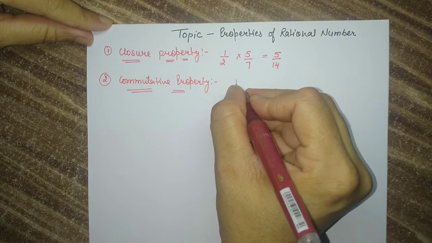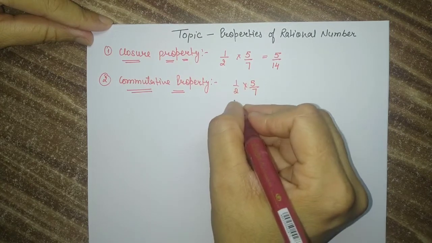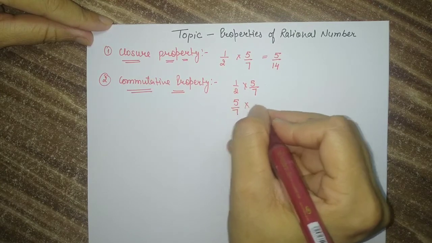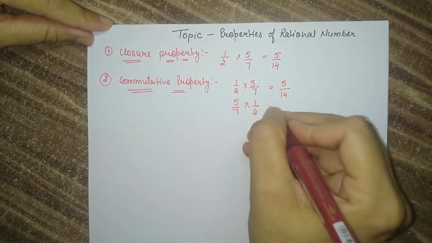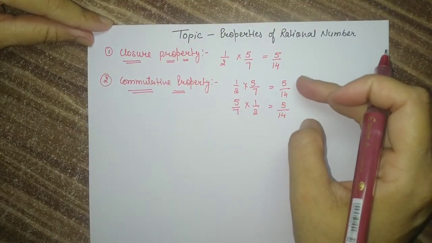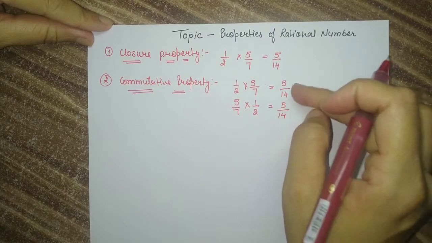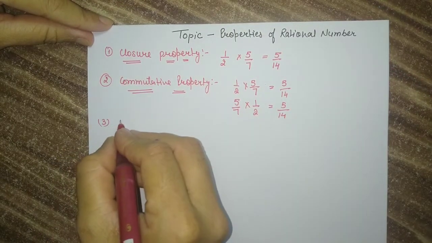If 1 by 2 is multiplied by 5 by 7, and after changing the order, 5 by 7 is multiplied by 1 by 2, in both cases what do we get? The answer 5 by 14 only. So there is no effect on the answer while we are changing the order of the numbers. The third property is associative property.